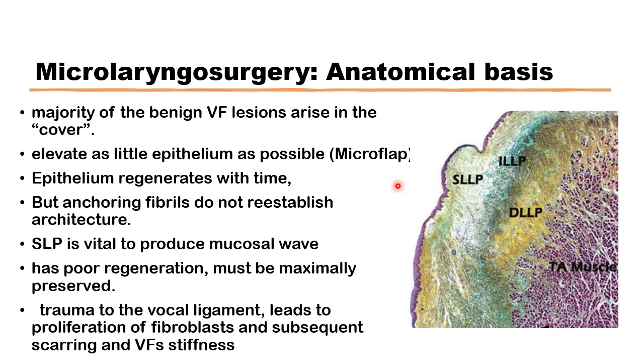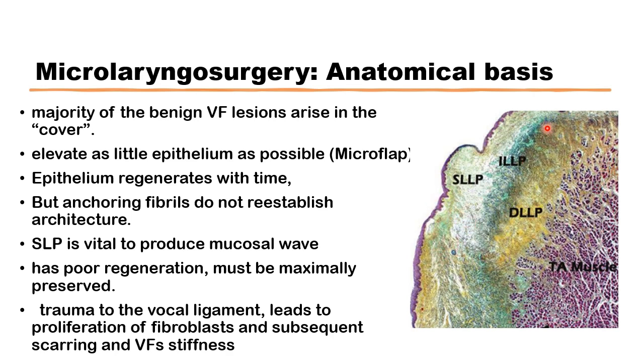The vocal fold epithelium may regenerate with time to cover any defect, but then the anchoring microfibers of the epithelium to the underlying basement membrane and the superficial layer of the lamina propria may not re-establish. The superficial layer of the lamina propria is vital in the production of the normal mucosal wave during phonation, and unfortunately has a poor regeneration power, so it must be maximally preserved if possible.